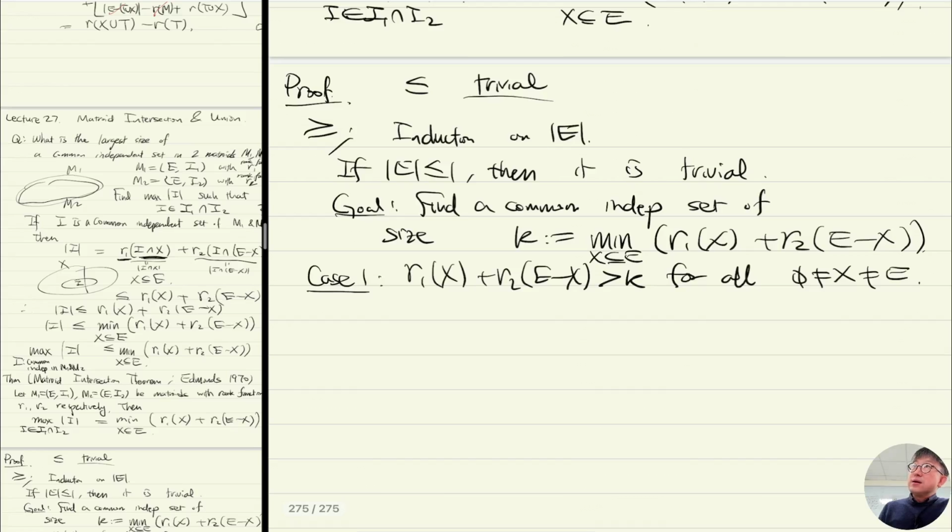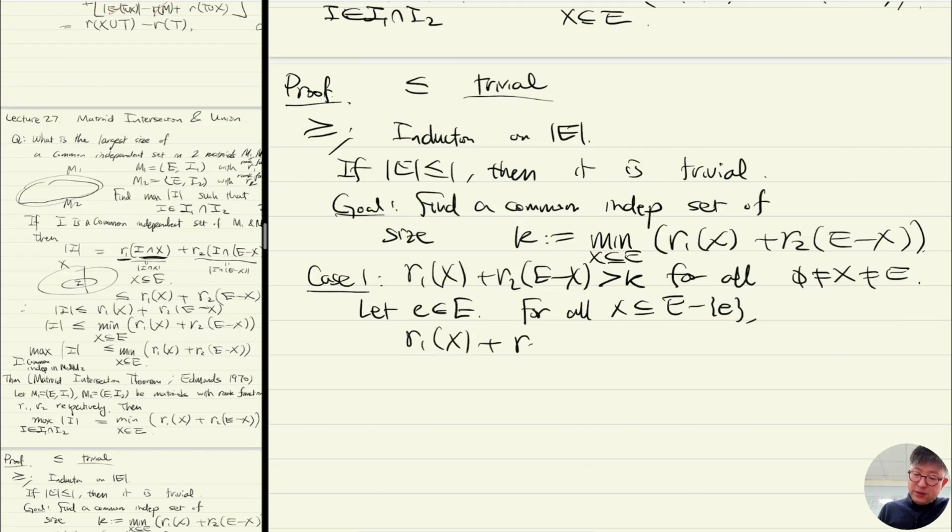In this case, let's pick some element e, and for all X subset of E minus e, we observe the following: R1(X) plus R2(E minus e minus X) is going to be at least k. Let's say X is non-empty.